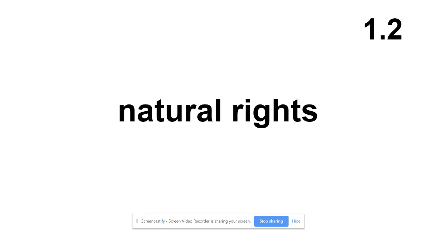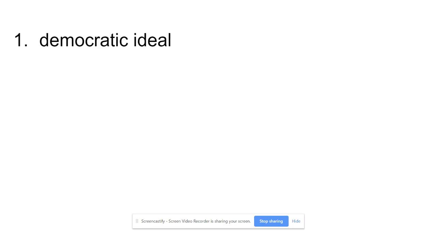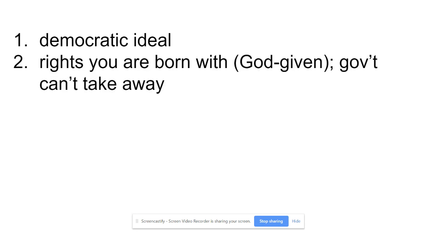Natural rights are rights that we get by just being somebody, just by being born. And the idea behind natural rights, flip over. One, it's a democratic ideal. Again, not democratic in a Democrat Party sense, but democratic in a like, hey, people have a right to choose. This is something that's a democratic ideal and has been for hundreds of years. And the idea is that you have rights that you're born with. Like as soon as you're born, you have these rights. They are God-given and that government can't take them away.